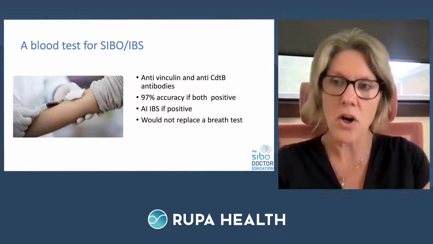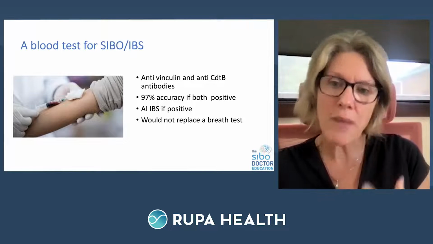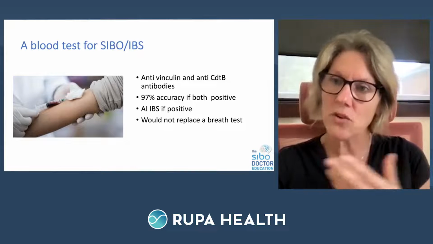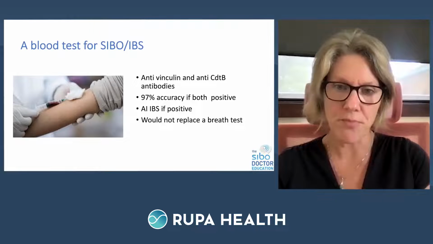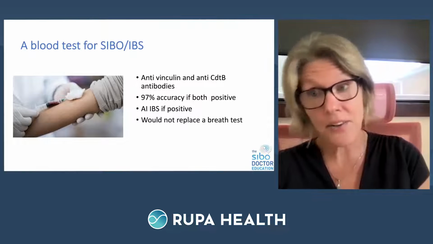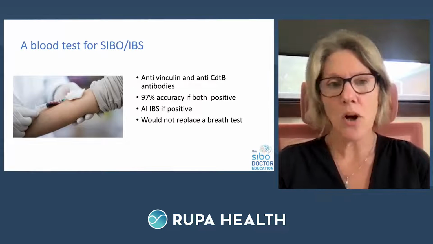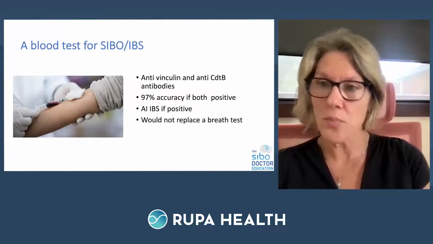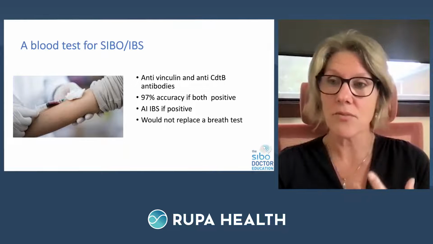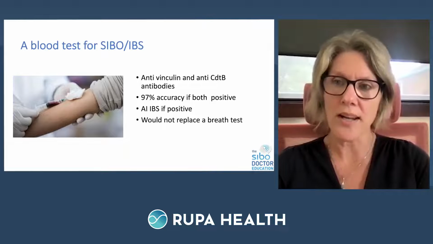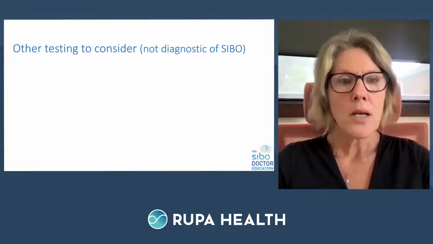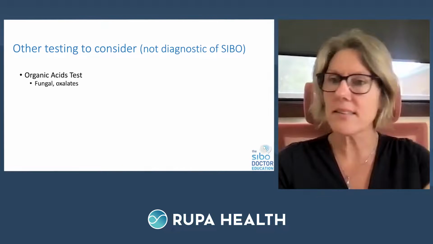It basically causes an autoimmune reaction and damage to the migrating motor complex, which is the motility in the small intestine that really sweeps out the small intestine of any overgrowth of bacteria. If both antibodies are positive, you have a 97% accuracy of that person having what we call post-infectious IBS or autoimmune IBS. It doesn't replace a breath test, but one of the things that I like about this test is it really confirms that you do need prokinetics for someone like that, because they have really slowed down motility.